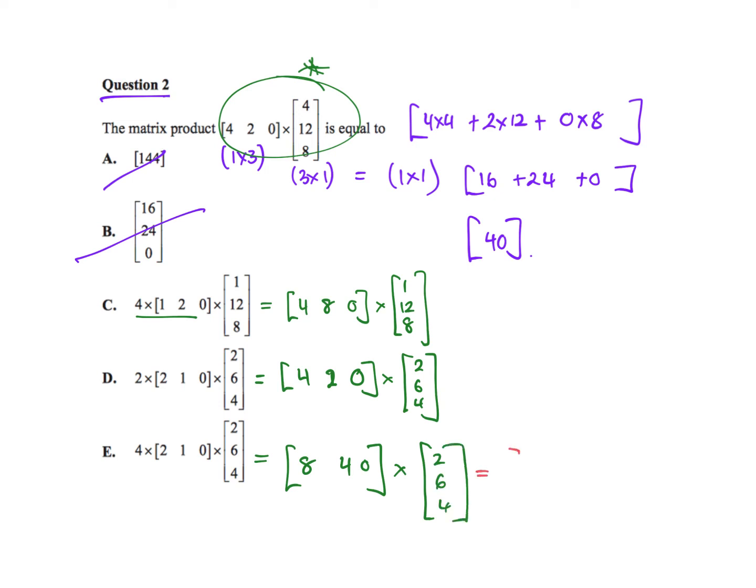That one would be 8 times 2 plus 4 times 6 plus 0 times 4. Okay, we need 40 here. So what do we get? We get 16 plus 24 plus 0. Is that 40? Yeah? So we got the same. So this one's our answer.